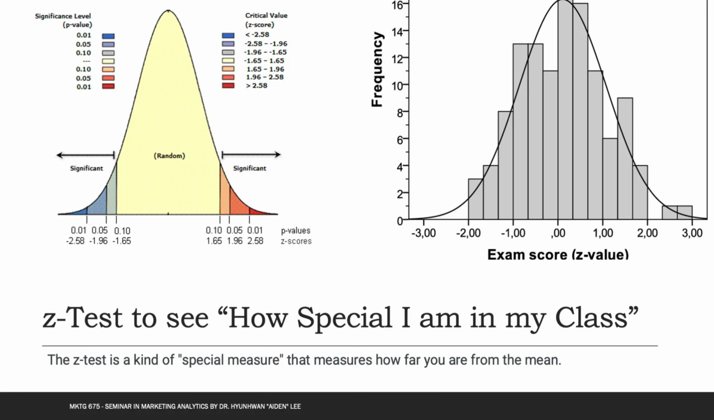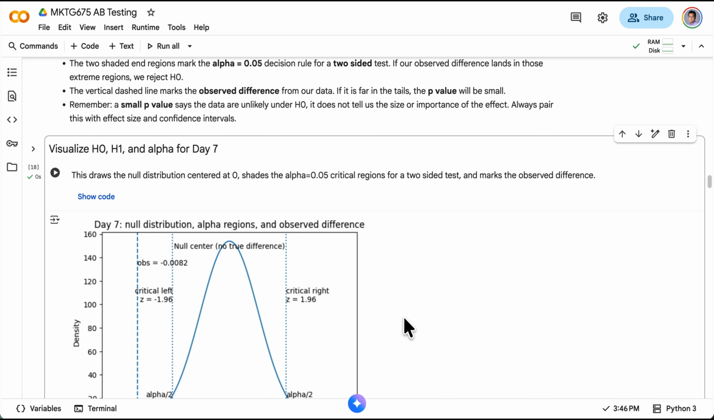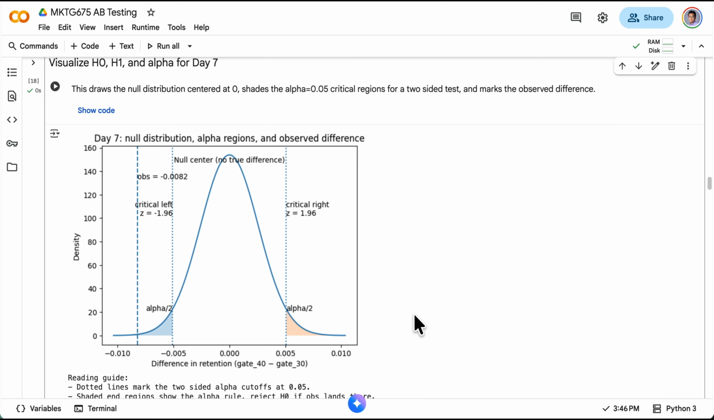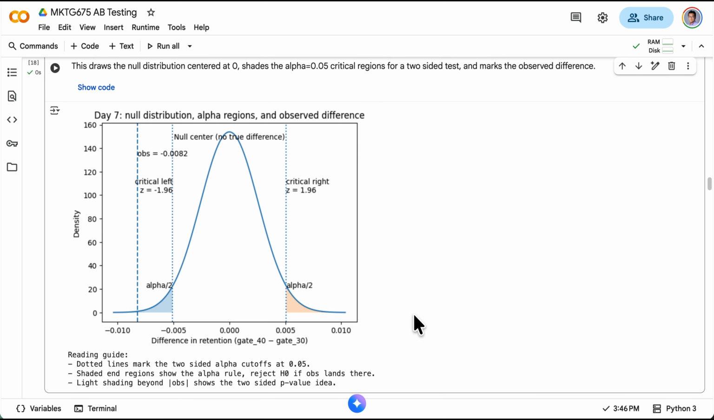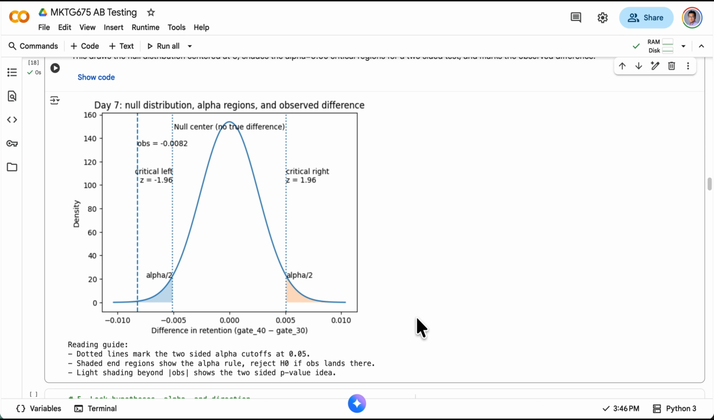A big z in the tails means a small p-value and stronger evidence that the effect is real, not just random noise. This plot shows the alpha cutoffs at 0.05 on both tails. The dashed vertical line is our observed difference. If it falls deep into the shaded tails, we reject H0. Remember, a small p says unlikely under H0. It does not tell us how big the effect is.